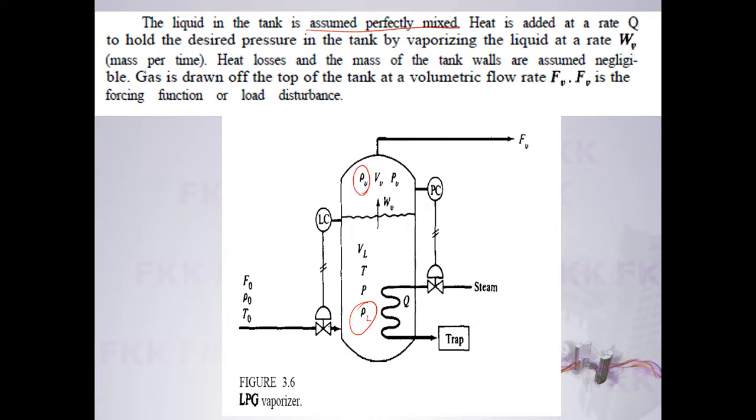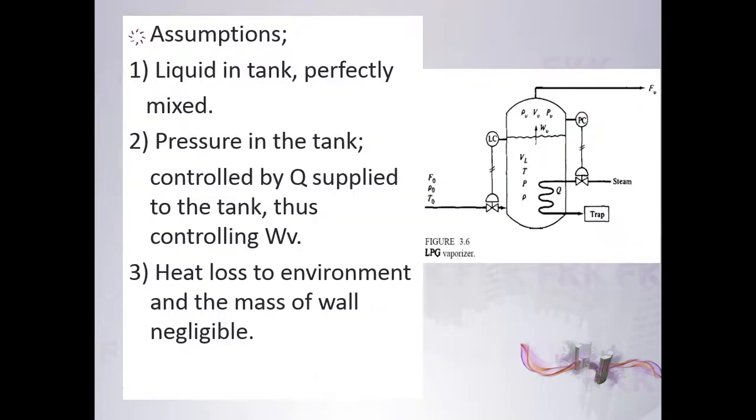Heat is added at the rate of Q to hold the desired pressure in the tank, and once you have your Q, you can control your WV. WV is the rate of the liquid vaporizing from the liquid to the vapor phase, and the unit is mass per time, and also there is no heat loss to the surroundings. Gas is drawn off the top of the tank at the volumetric flow rate of FV, and FV is a forcing function or load disturbance.